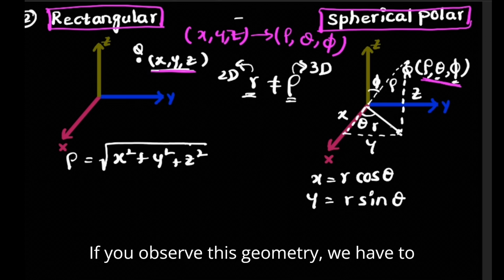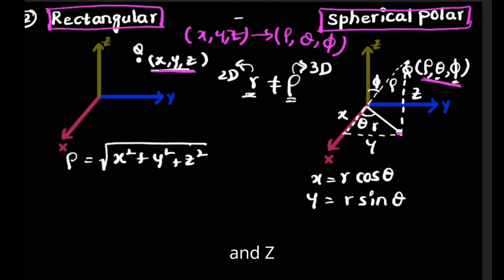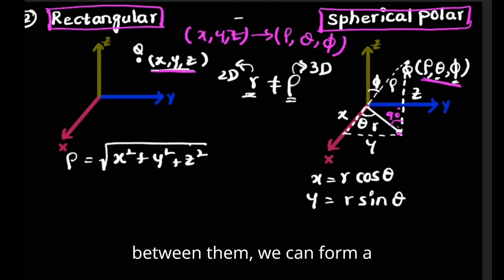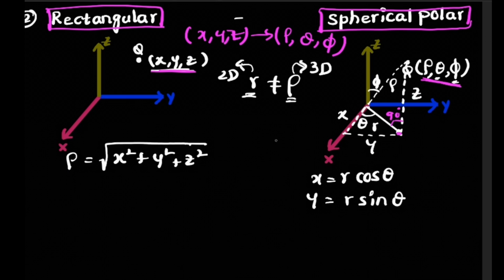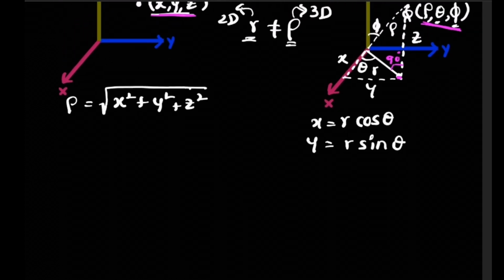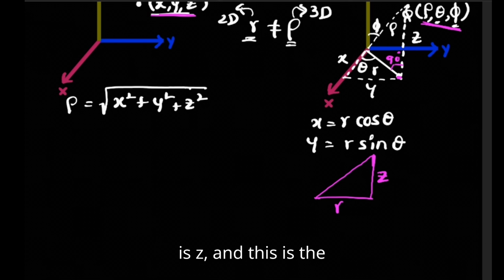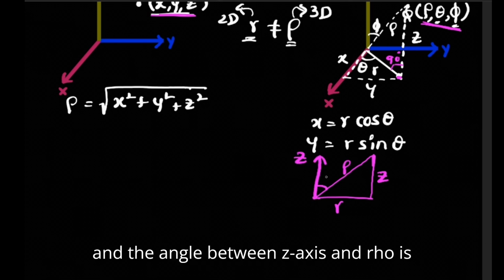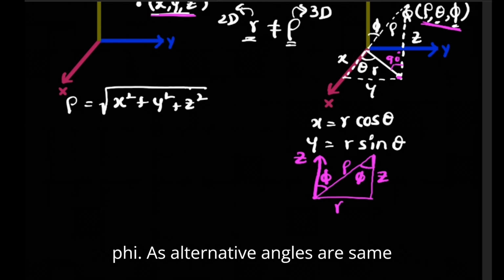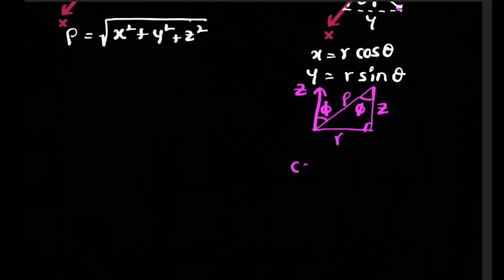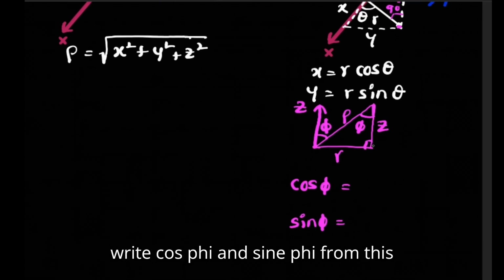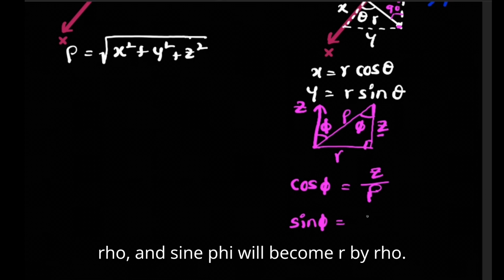If you observe this geometry, we have to notice that the angle between this r and z is 90 degrees. As they are perpendicular, we can form a right angle triangle having r, z, and rho. How can we do that? Let us form a right angle triangle with r as the base, z as another side along the z axis, and this is rho, and the angle between the z axis and rho is phi. As alternate angles are the same along the straight line, both the angles are the same. Now let us write cos phi and sin phi from this right angle triangle. Cos phi is z by rho and sin phi will become r by rho.